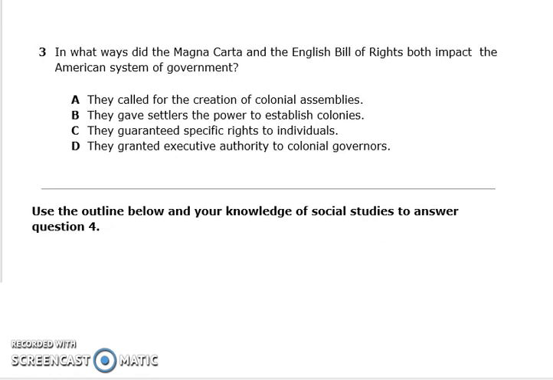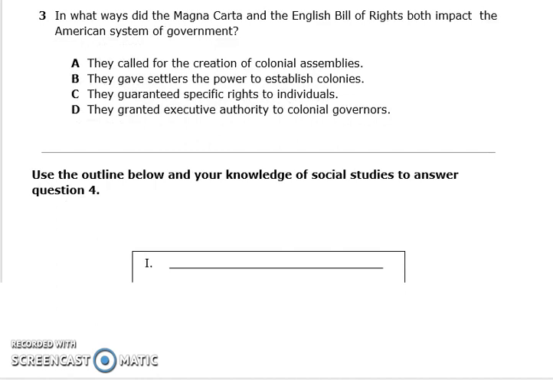Number 3. In what ways did the Magna Carta and the English Bill of Rights both impact the American system of government? A. They called for the creation of colonial assemblies. B. They gave settlers the power to establish colonies. C. They guaranteed specific rights to individuals. D. They granted executive authority to colonial governors.